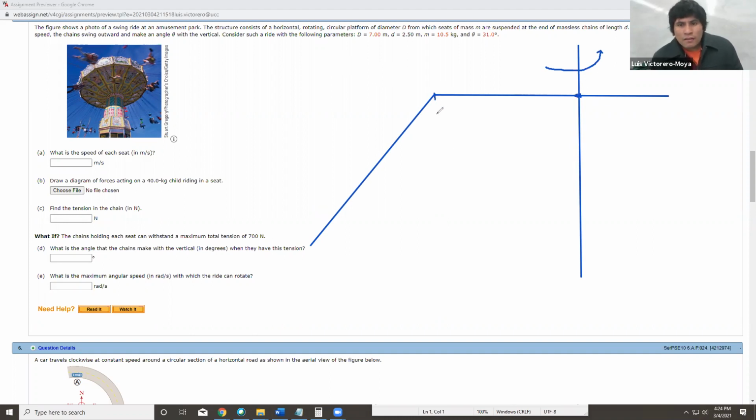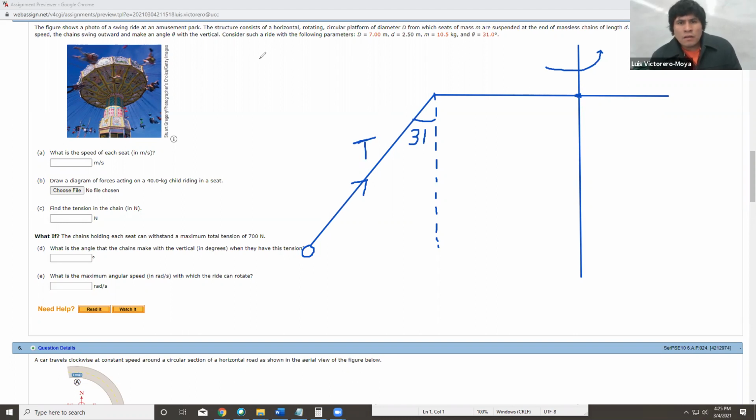So clearly, now in this case, we are given here a mass. You're given here the chain with some tension. And they tell you that the angle is, let's say, 31. Let's make it 30. Well, 31.